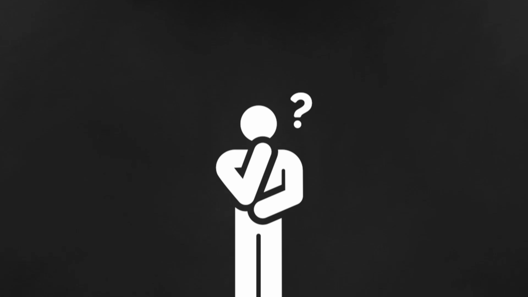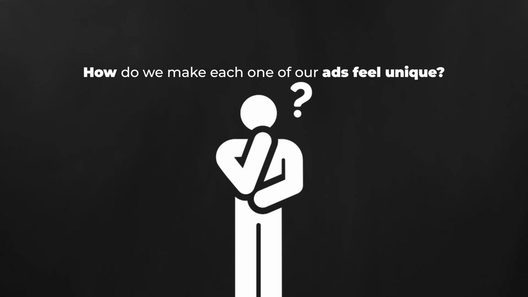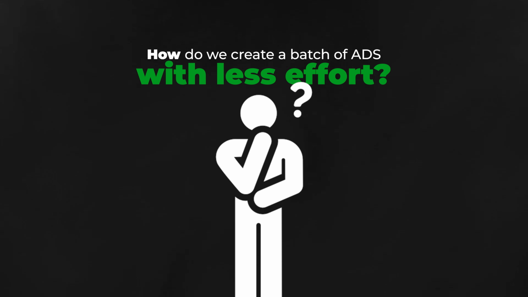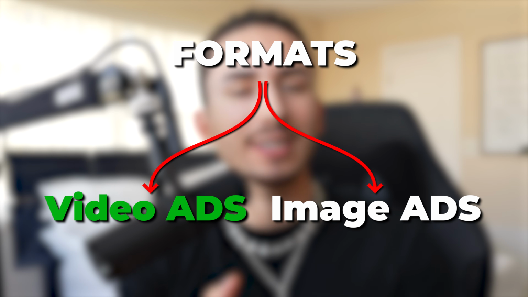So now the questions become, how do we make each one of our ads feel unique in Facebook's eyes so it has a fair shot of working? And then how do we actually create a good batch of ads that are unique without going insane, spending weeks creating all these brand new concepts? Those are excellent questions, kid, and rare. But basically what we need to do is take bigger creative swings when we're making our ads. So let's break this down by format, starting with video ads, and then we'll get into image ads.